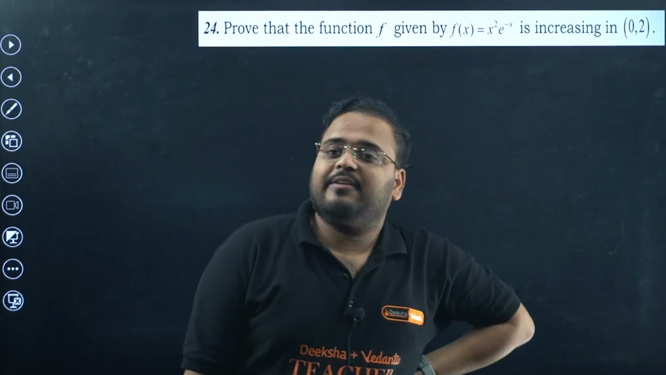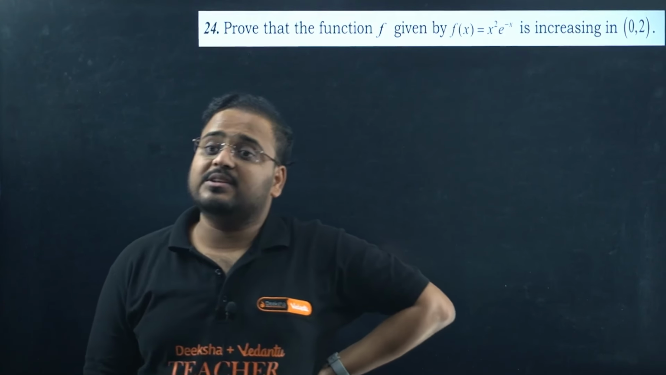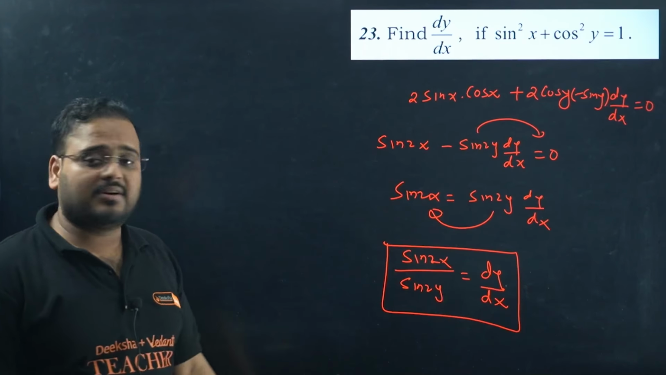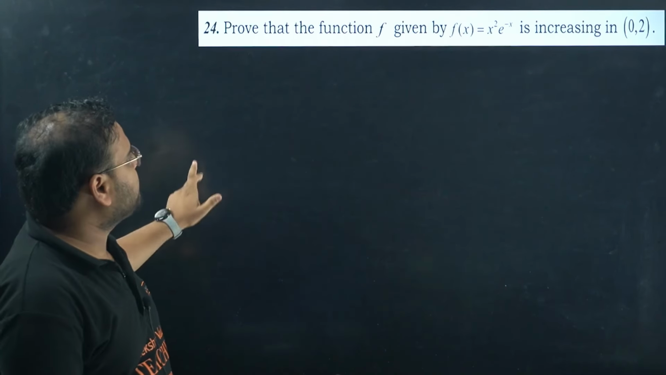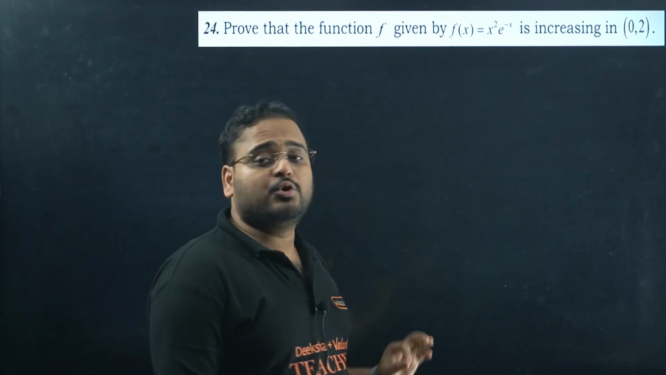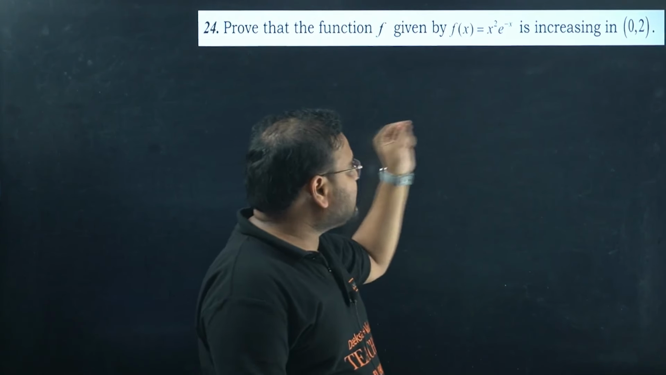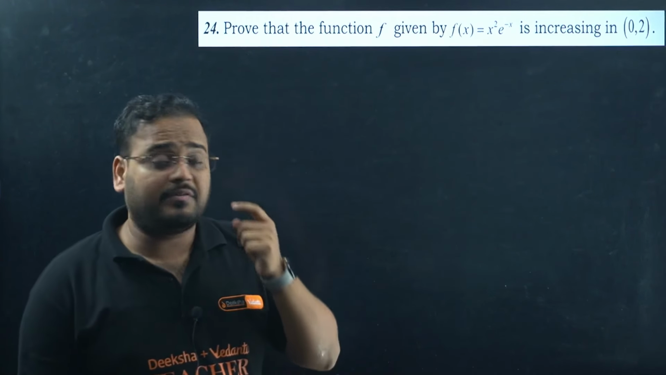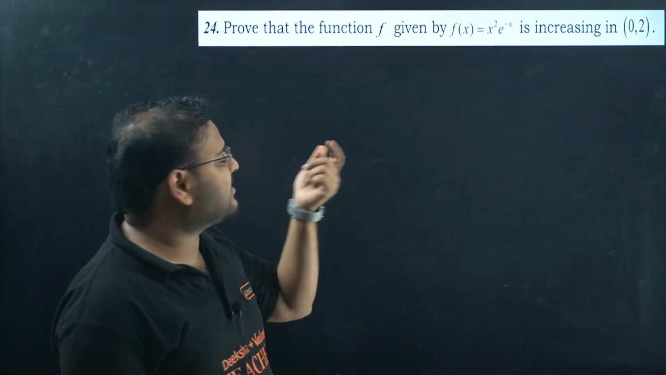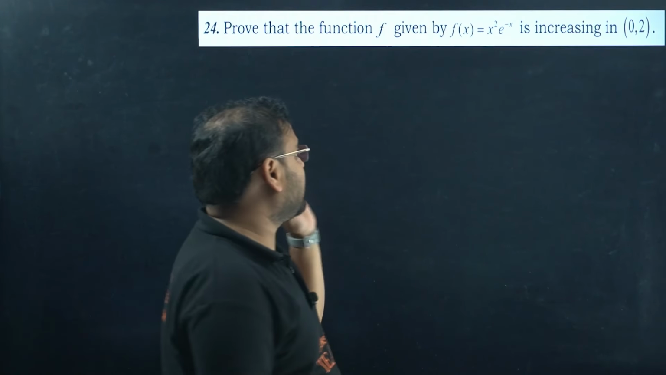Prove that the function f given by f(x) equals this is increasing. Now I hope you got this right. 23rd one, simple question. Increasing in the interval 0 to 2. Now this is a beautiful question. I'll try to not only solve this problem but help you learn the concept of increasing and decreasing functions from here only. So please pay attention over here.